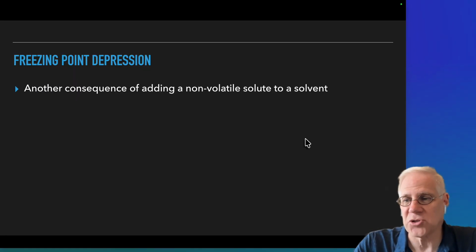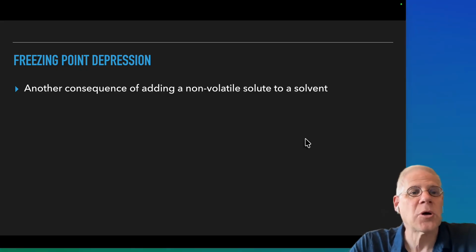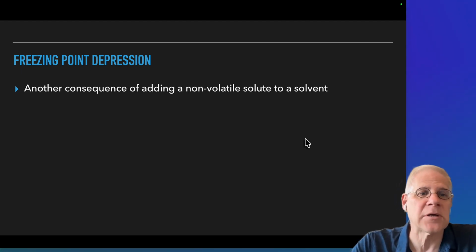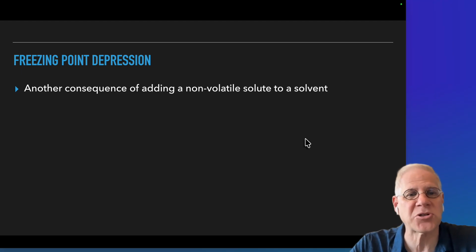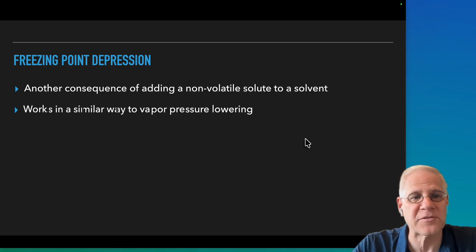Well, let's go the other direction. Let's take a look at what happens when we try to freeze a solution. Well, we run into the freezing point colligative property, and again, this is also directional, and it's called a freezing point depression. We always lower the freezing point of a solution when we add a non-volatile solute. We never raise the freezing point, it's always lowered, it's always depressed.